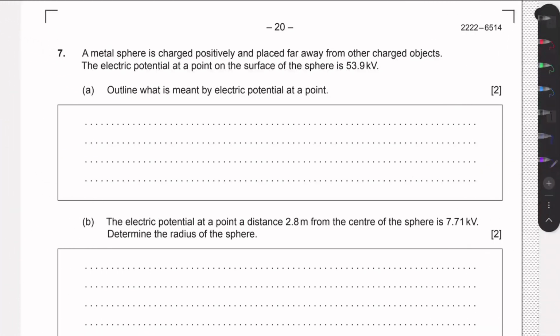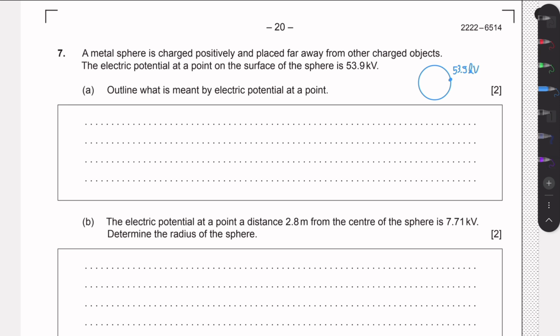So now we are going to go through question 7 in the May 22 time zone 2 paper 2. We are told that we have a metal sphere, positively charged and far away from other charged objects, and we know that the potential at the surface of the sphere is 53.9 kilovolts. And so firstly we need to define what electrical potential is at a point.